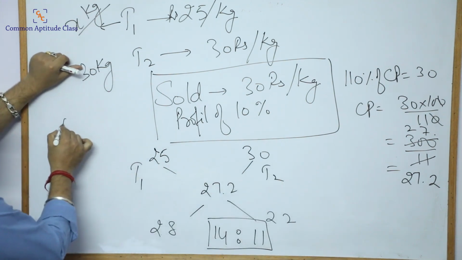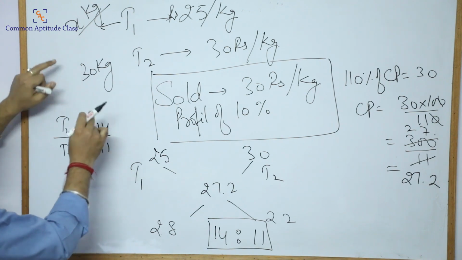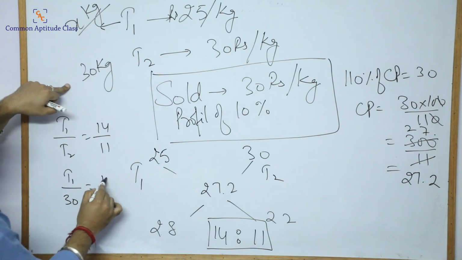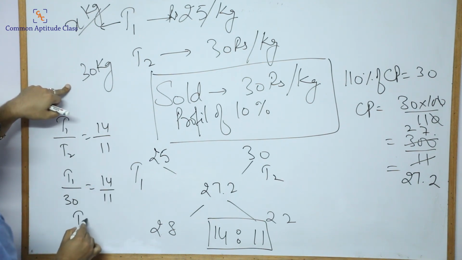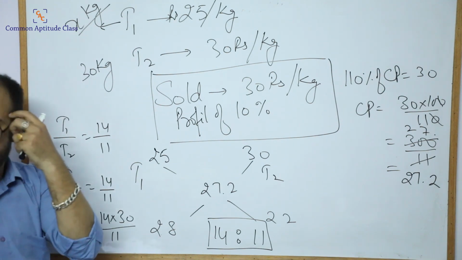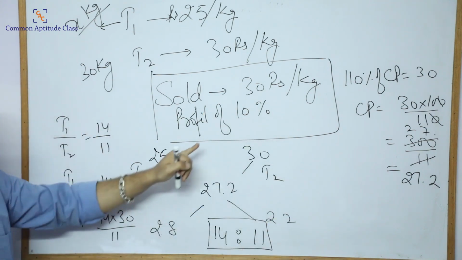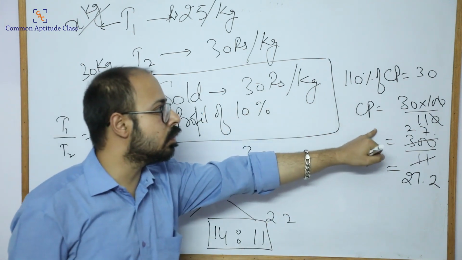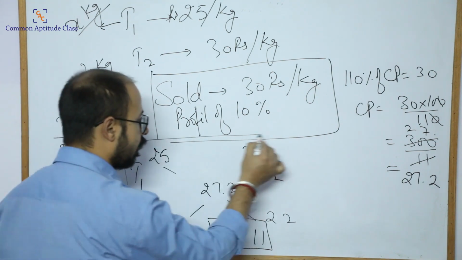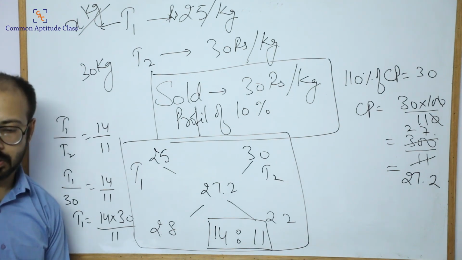So I can write T1 upon T2 is equal to 14 by 11. What is the quantity of T2? 30. So T1 upon 30 is 14 by 11. T1 will be 14 into 30 by 11. Till now done? Any doubt? This is the way how to do it. Profit 10% I have converted into this value. This is how we do it. This is a shortcut I applied. Now done? Any doubt in it? Now the next question.